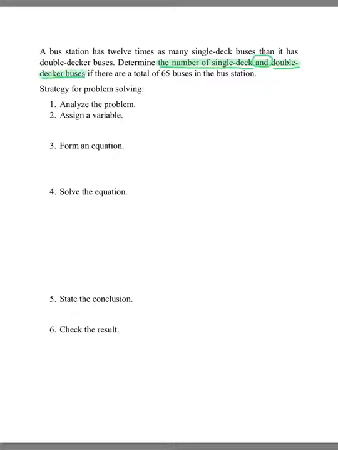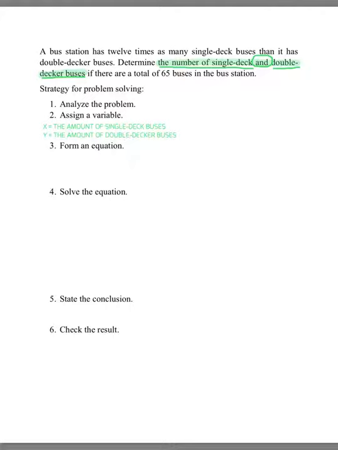So now that we know what it is exactly we want to find, we know what our unknown variables are going to represent. So let us jump to step 2 and assign a variable. We'll let x and y represent the following. X will be equal to the amount of single-deck buses, and y will be equal to the amount of double-decker buses. So now that we've assigned a variable, let us go back and analyze the problem.